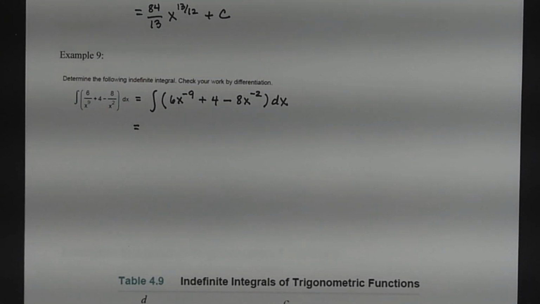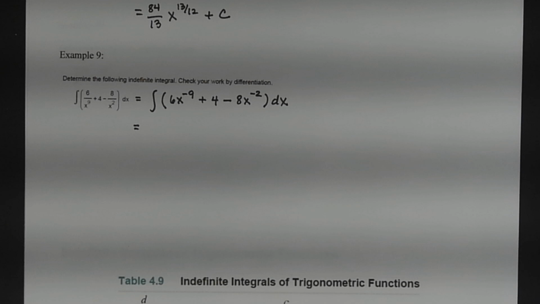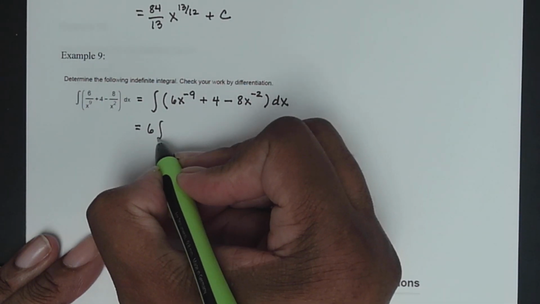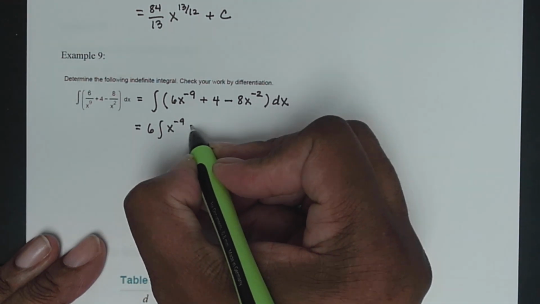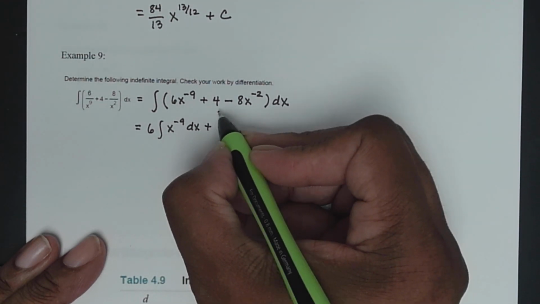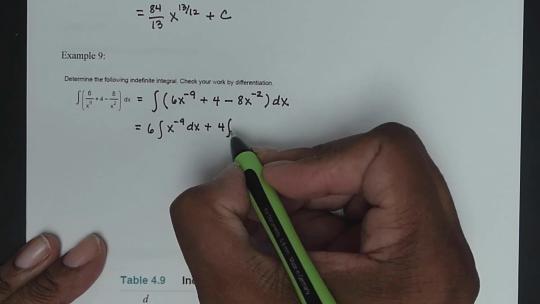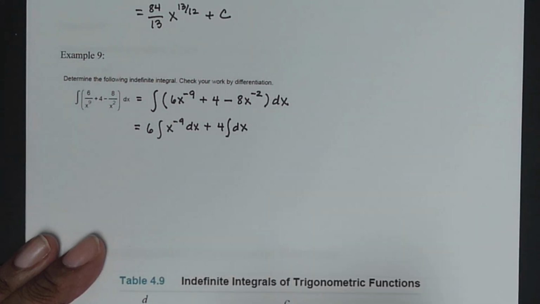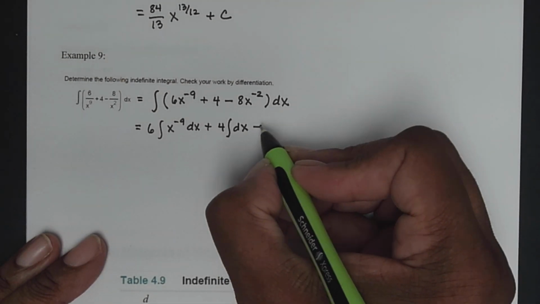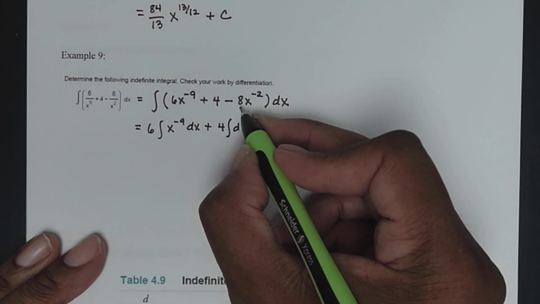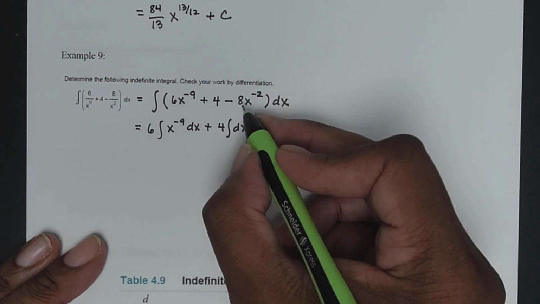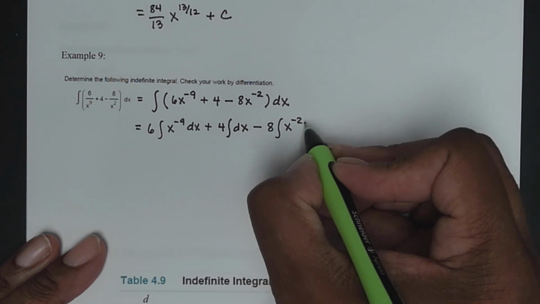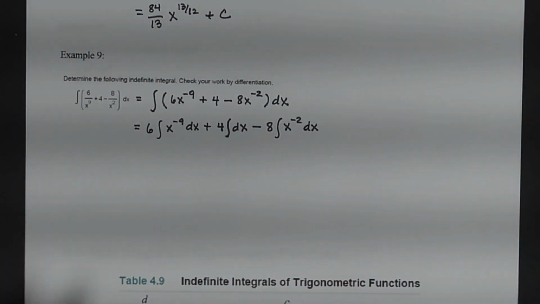So, use the sum and the constant multiple rules for integration. For this term right here, I'll pull the 6 out in front, so it'll be 6 times the integral of x to the negative 9 dx plus that 4 can be pulled outside the integral sign, so it'll be 4 times the integral dx minus, for the 8 to the negative 2, let's pull the 8 out in front, so it'll be minus 8 times the integral of x to the negative 2 dx.